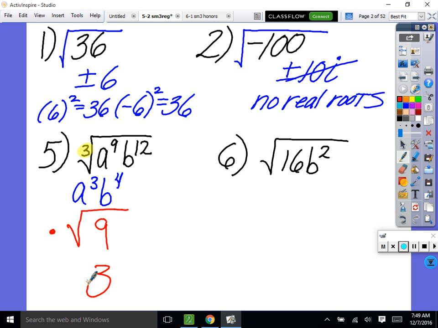It's all in the wording though. If I say to you, find all the real roots of 9, that's when you have to put a plus and minus 3. Does everybody understand that? So look at the difference. If I say to you, what's the square root of 9? It's 3. If I say to you, what are all the real roots of 9? You'd say plus or minus 3. So when simplifying, we don't need to put plus and minus.